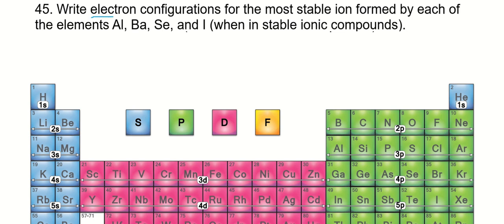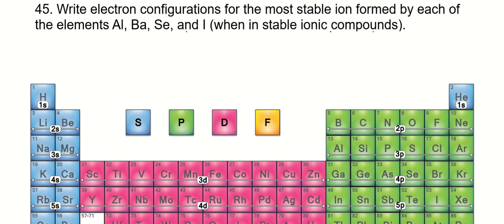We're going to write the electron configurations for the most stable ion formed by each of these elements when in an ionic compound. So the quantum mechanical model gives us the electron configurations of these elements, and for almost all of them, their most stable form is when they are isoelectronic with their nearest noble gas. In other words, they have the same electron configuration as their nearest noble gas.